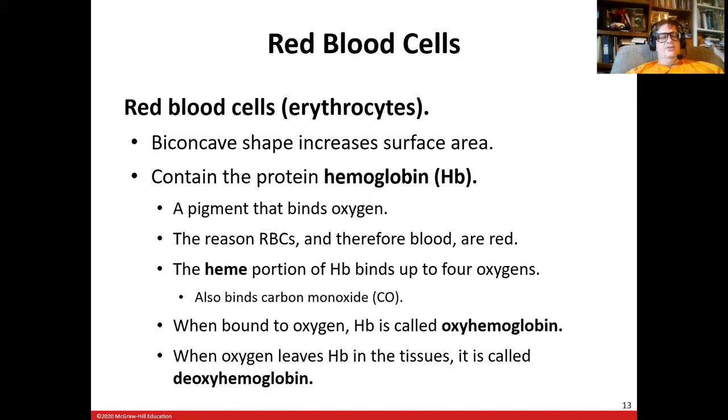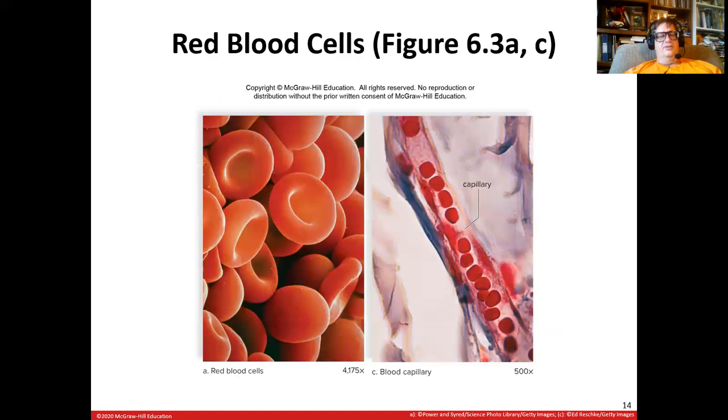Anyway, so when you're bound to oxygen, we call it oxyhemoglobin, and it is like bright cherry red. When the oxygen has left the hemoglobin and the oxygen is off being used by tissues, then the hemoglobin's kind of a dull brick red, and we call it deoxyhemoglobin. You can totally see the difference.